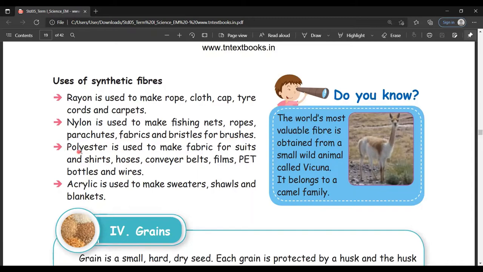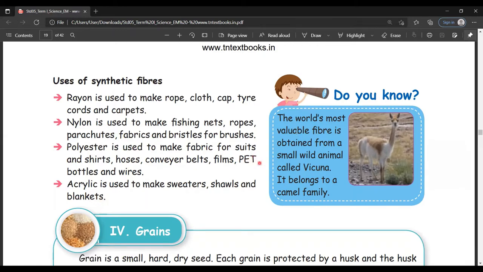Okay, the next is polyester is used to make fabric for suits and shirts, hoses, conveyor belts, films, pet bottles and wires. Polyester is used to make fabric for suits and shirts, hoses, conveyor belts, film, pet bottles and wires. Acrylic is used to make sweaters, shawls and blankets.